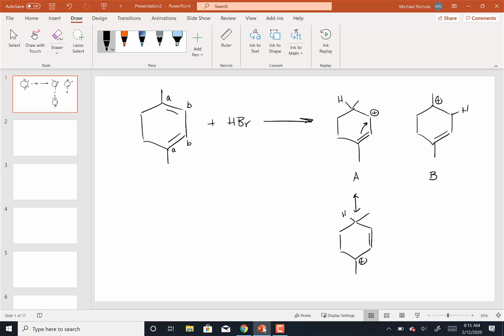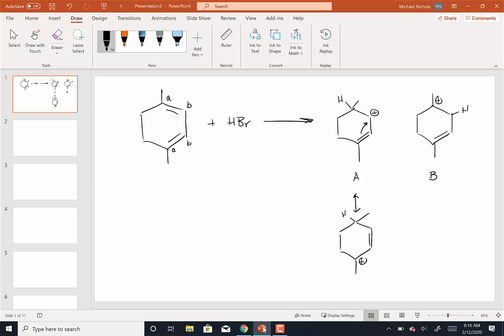So does resonance beat out a tertiary carbocation? What if it forms a tertiary carbocation as a resonance structure? Oh, then these two guys are tied. So that's the argument: a tertiary carbocation versus a secondary allylic carbocation. But the critical part in this case is that I have two resonance structures, one of which is tertiary.